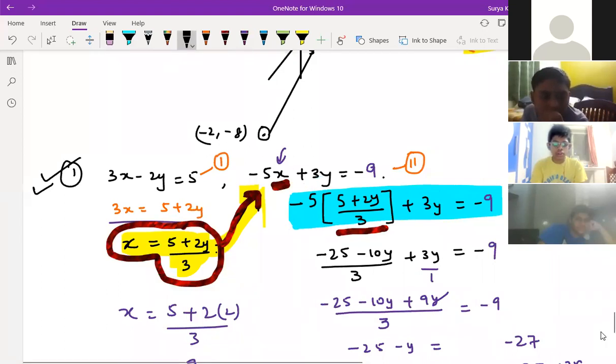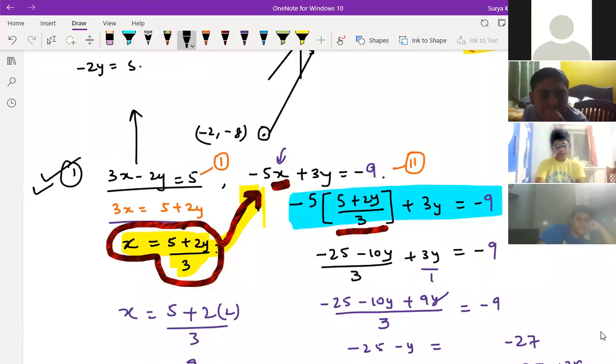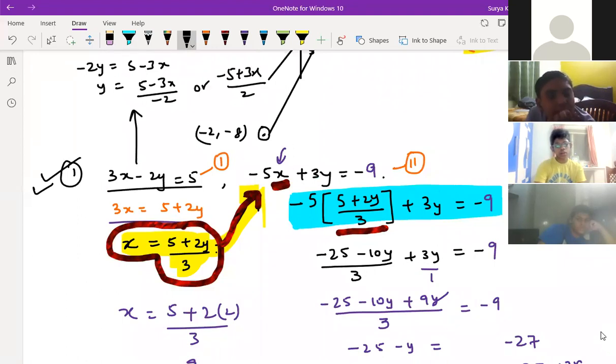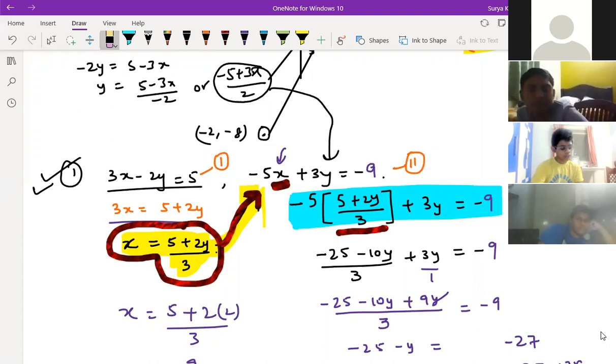You can do it like this also: minus 2y is equal to 5 minus 3x. So y is equal to 5 minus 3x divided by minus 2, or you can write minus 5 plus 3x divided by 2. This also you can put here, and then substitute it into plus 3y. Instead of y, you can substitute this one also. You can take x or y and put it in, not a problem.